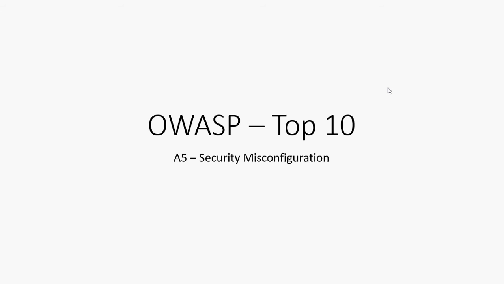Welcome back to OWASP Top 10 Explained, and in this series we are looking at the top 10 most serious web vulnerabilities according to OWASP and their 2013 list. There is a new list coming out soon, I think in the next month or two, and A5 is an interesting one because really it's kind of a big catch-all sort of issue which relates to lots of different things that they cover under the title security misconfiguration.